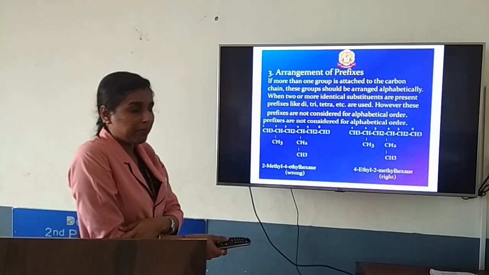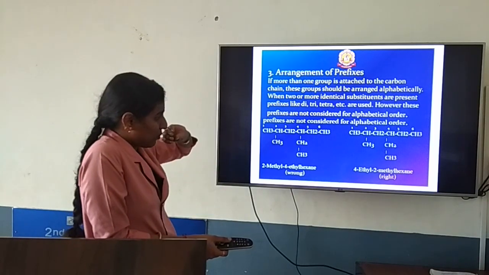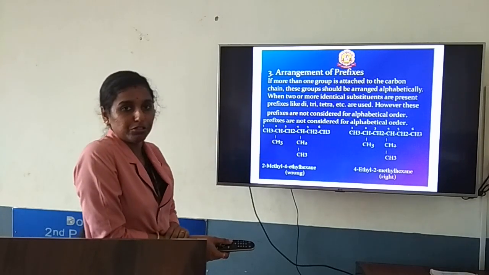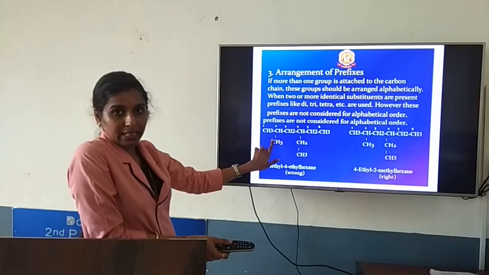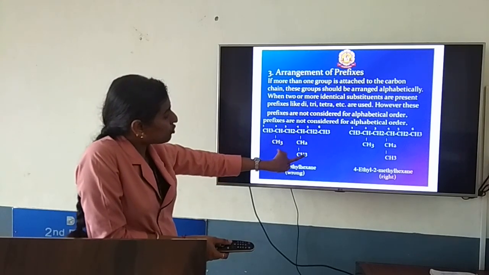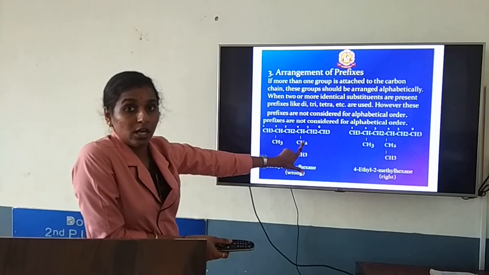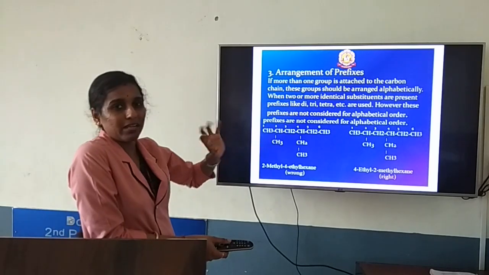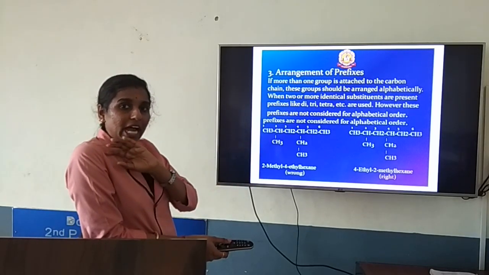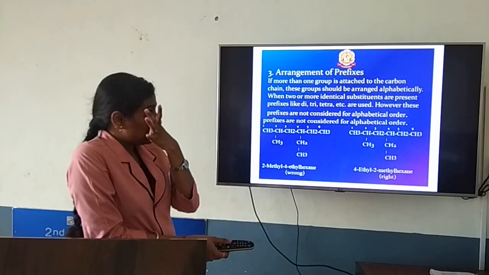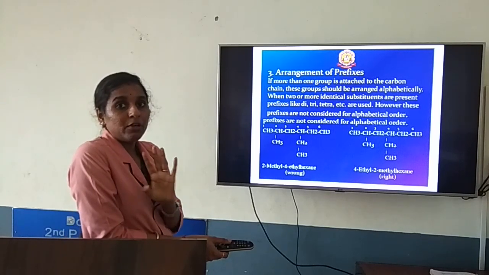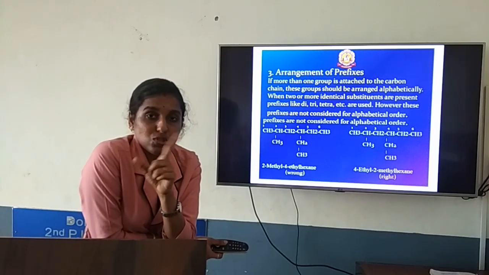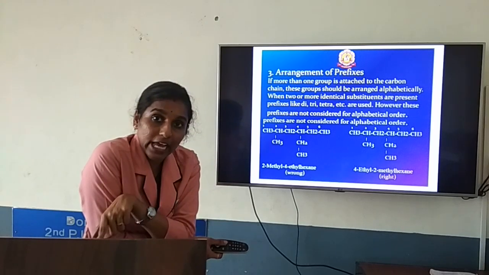Now while naming, how to name the compound? Whether you are supposed to give the first name for this group or for this group, that you are going to check. Which group is present here? This is a methyl group. Here C2H5 is present, which is nothing but an ethyl group, right? So methyl is present, ethyl is present. What are you supposed to name first? You cannot go based on number. The number is given just to identify the group. That's it. While giving the name, you have to check alphabetical order. Whether methyl will come first or ethyl, M or E. E will come first. So you have to name ethyl first.